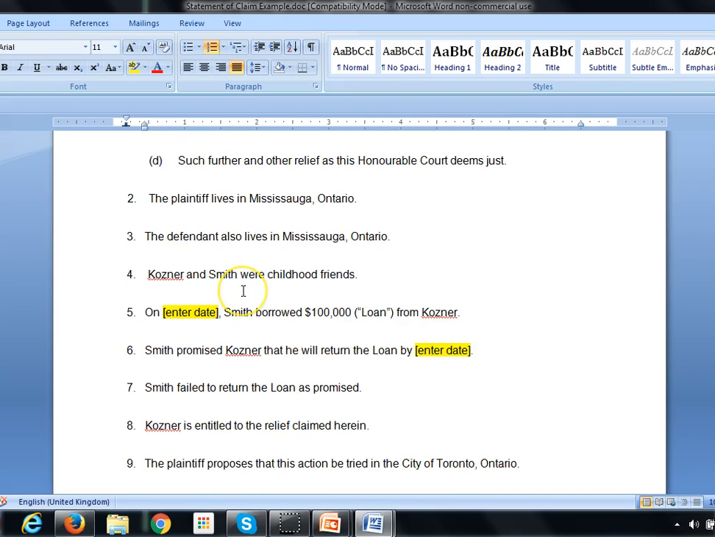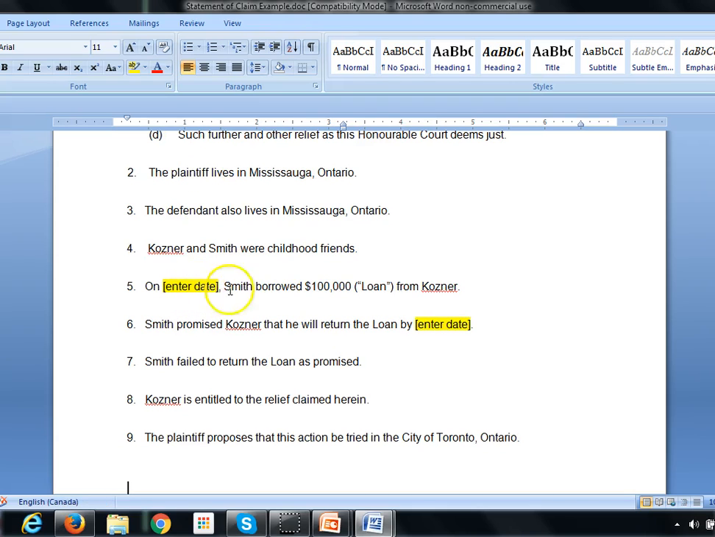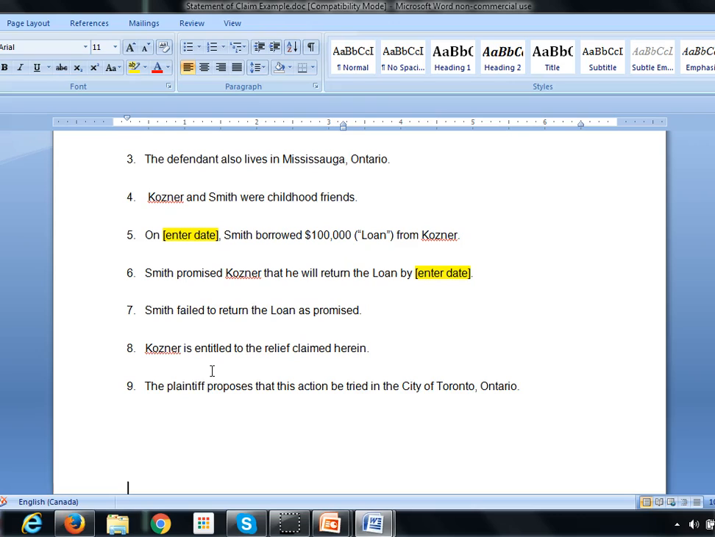And then some simple facts. Cosner and Smith were childhood friends, which gives the court a bit of background in terms of why Mary lent $100,000 to John. Then you provide that on so-and-so date, Smith borrowed $100,000 from Cosner. We have defined it as the Loan, with a capital L, so instead of repeating the loan of $100,000, you can simply use the word loan in the next paragraphs. Smith promised Cosner that he will return the loan by so-and-so date. Smith has failed to return the loan as promised, and therefore Cosner is entitled to the relief that she's asking.